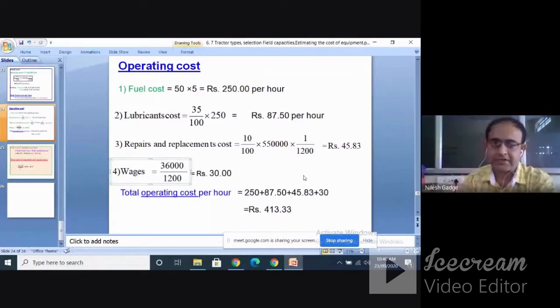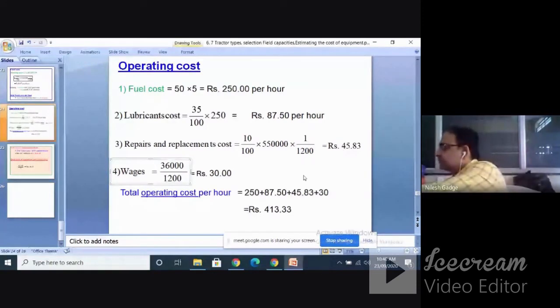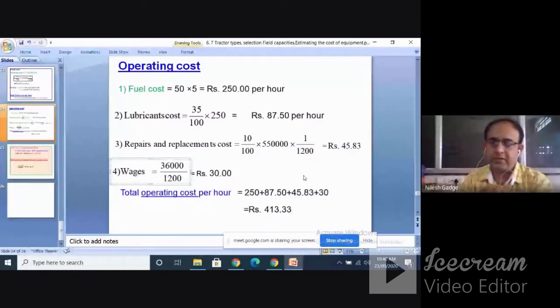So the fuel cost, lubricant cost, repair and maintenance, and wages of the operator. Because per year the wages of the operator is 36,000, we have to calculate in rupees per hour. So it is divided by the working hours we have taken, which is 1,200, so it will be rupees 30 per hour.